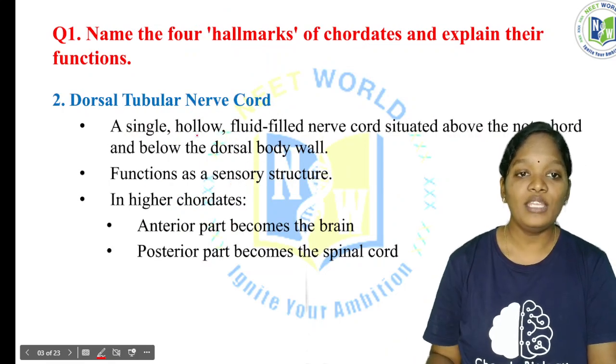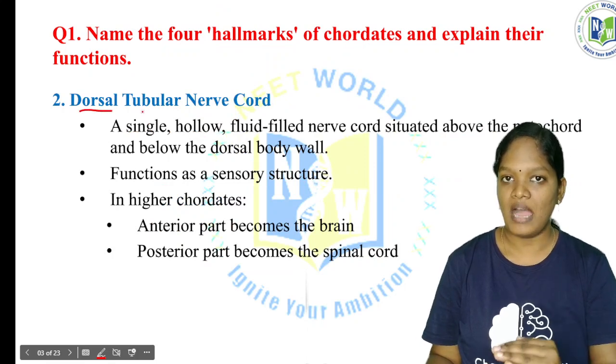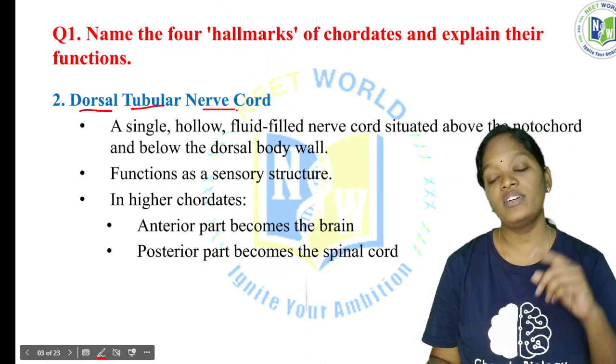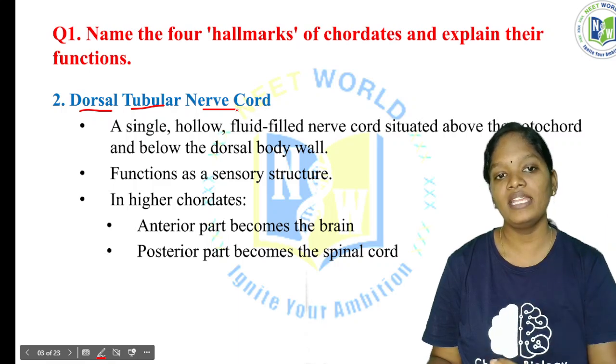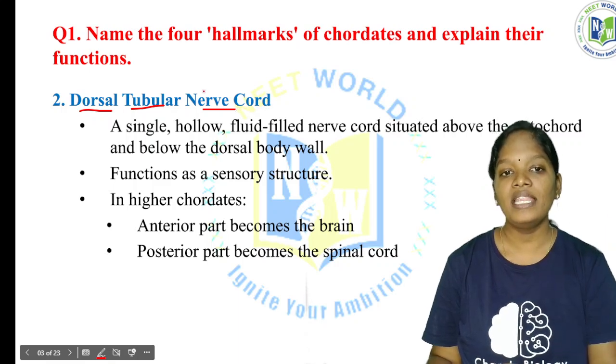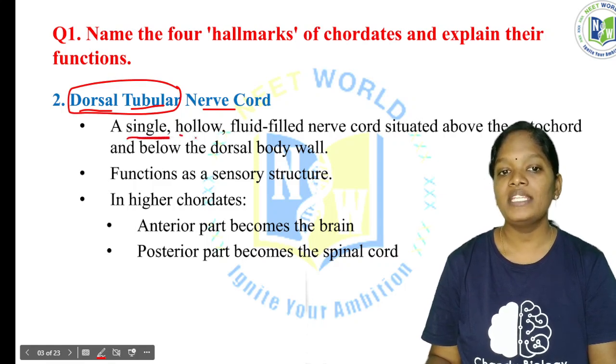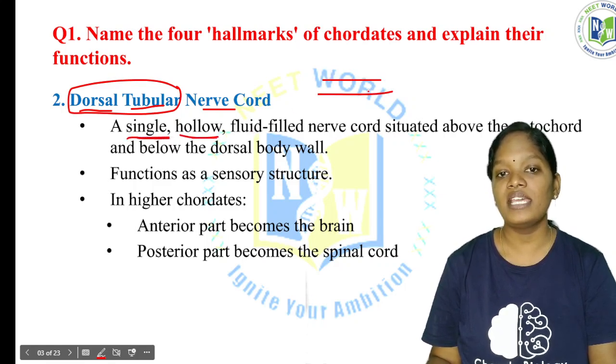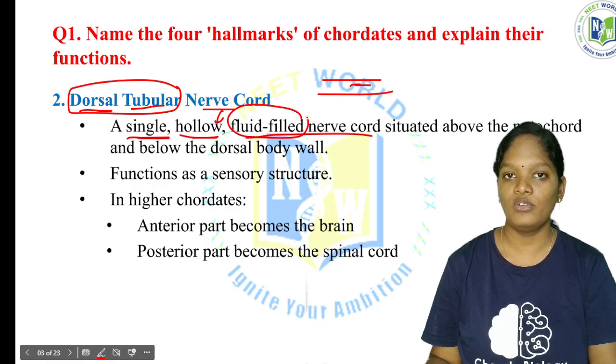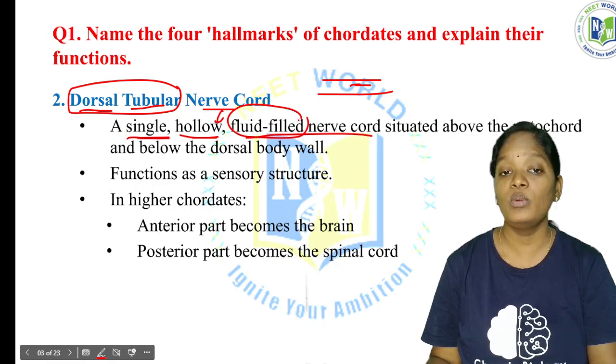The second important character is the dorsal, that is upper, tubular nerve cord. First we studied the notochord, and the second characteristic feature is the nerve cord, which is dorsal and tubular. It is not ventral. It is single and hollow, which means there is nothing present inside, it is a space. It is a fluid-filled nerve cord, since there is fluid inside, and it is situated above the notochord.